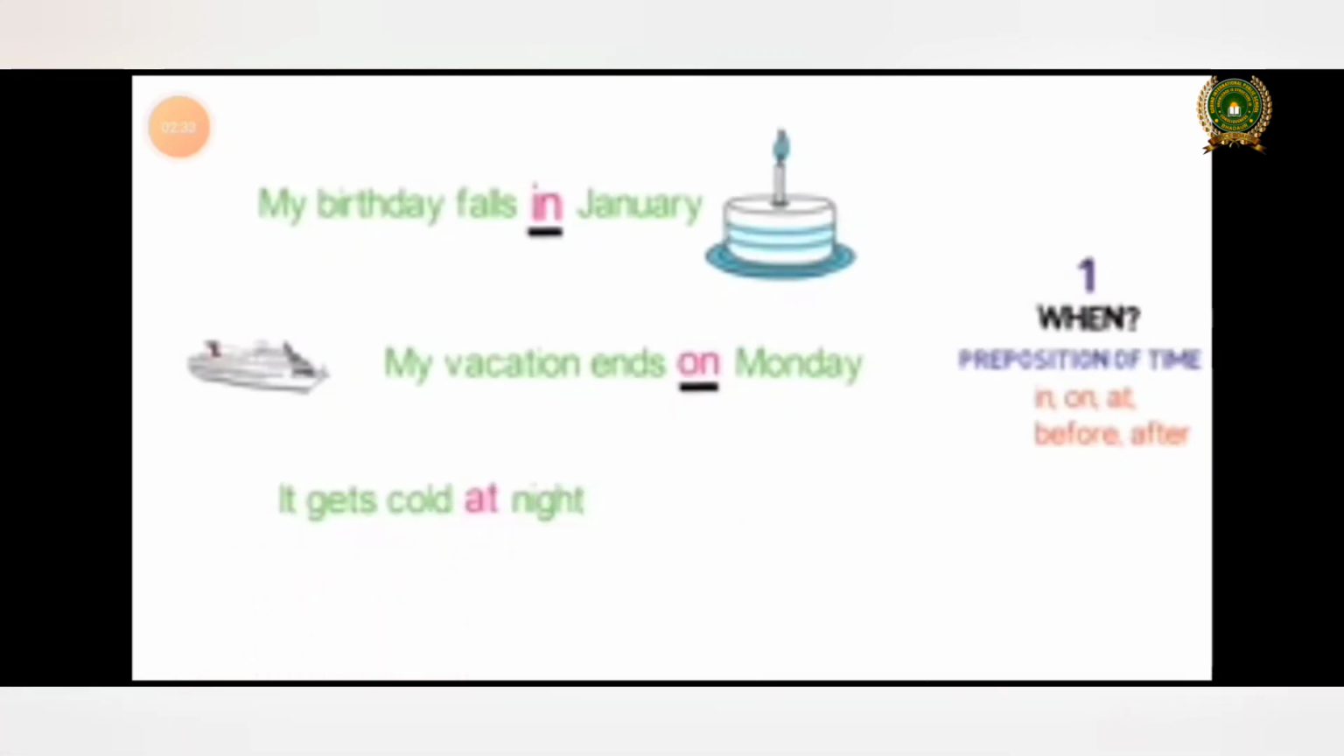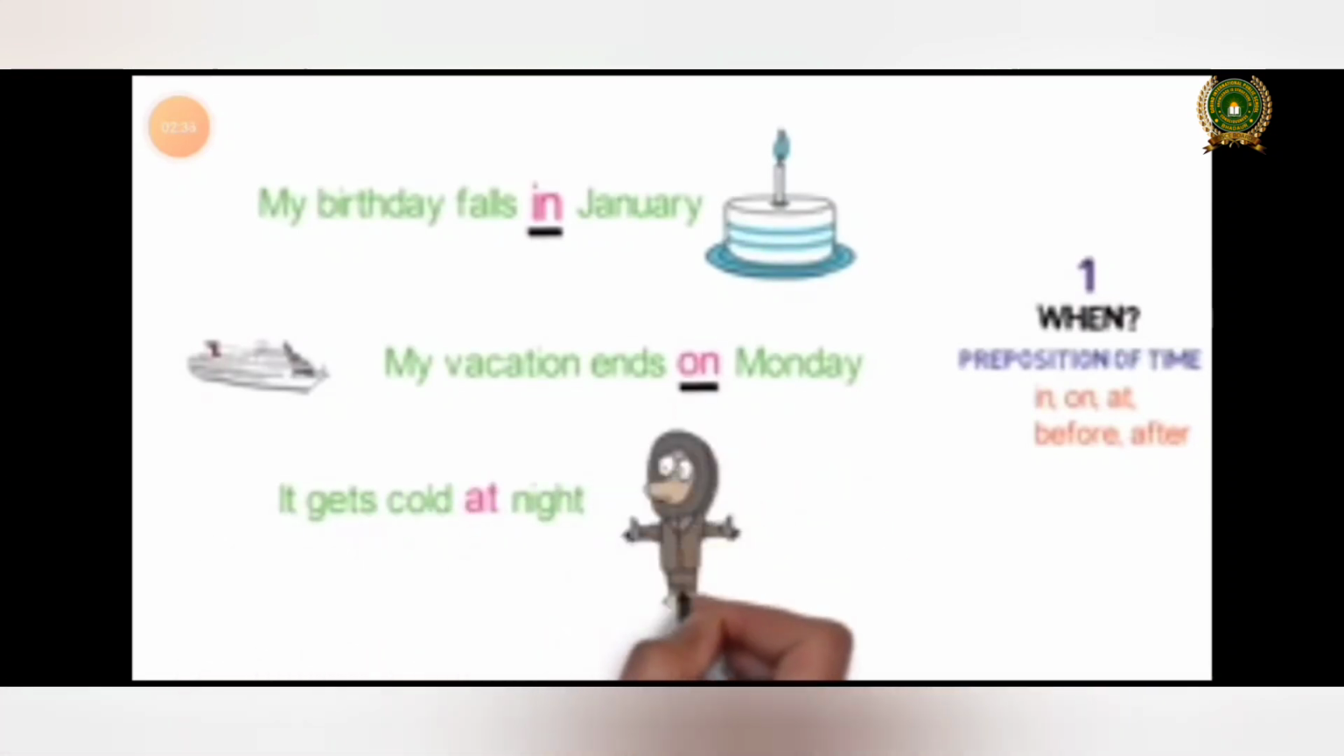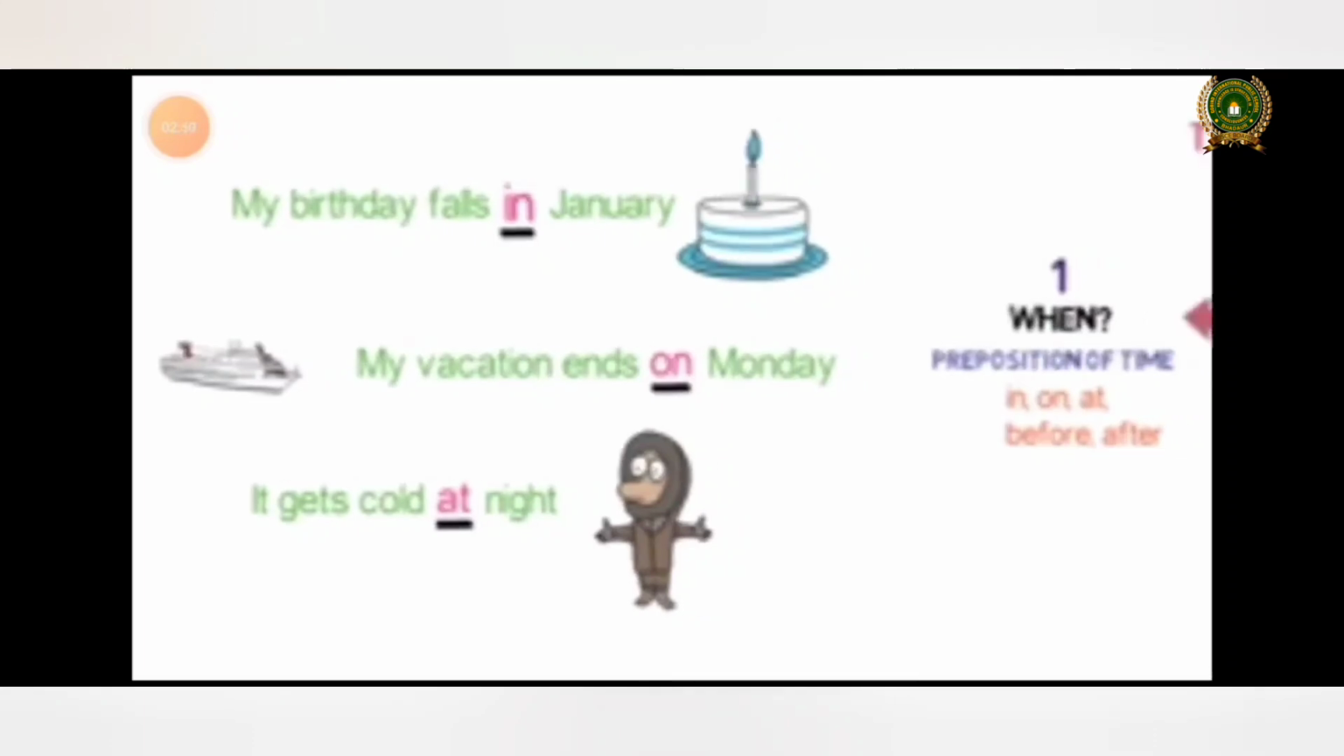It gets cold at night. When does it get cold? At night. So at is a preposition of time here, because it shows time. It establishes a relationship of a noun with other words, plus it shows time. So this is why this is called preposition of time.